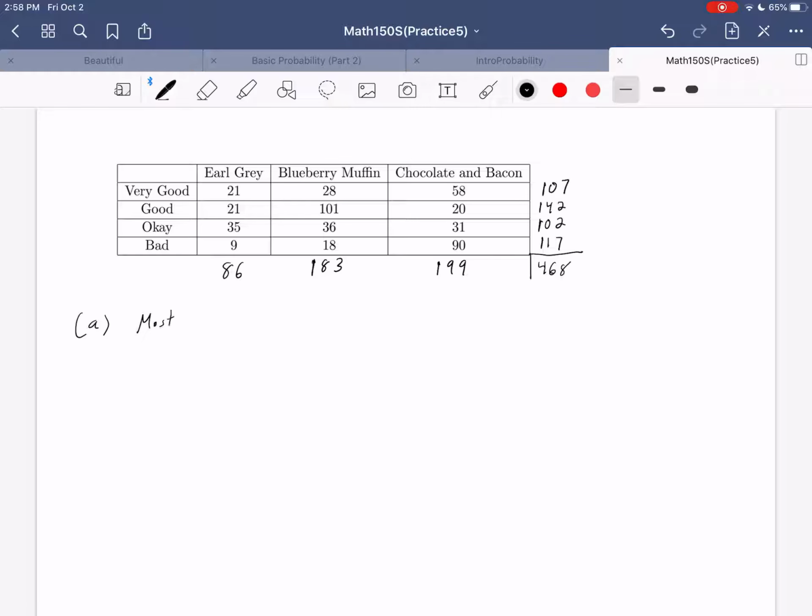So the most frequent flavor would be Chocolate Bacon, right? With Blueberry Muffin being a close second and Earl Grey being a distant third. Earl Grey had below 100 purchases during that time frame. All right, let's see what else we want to do.